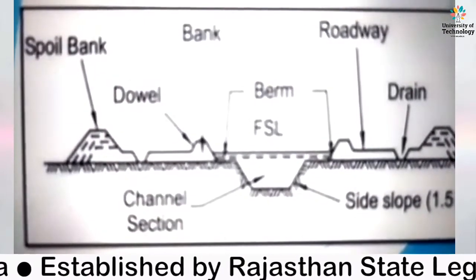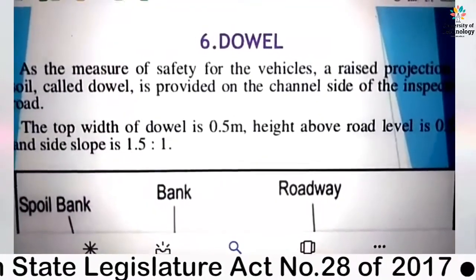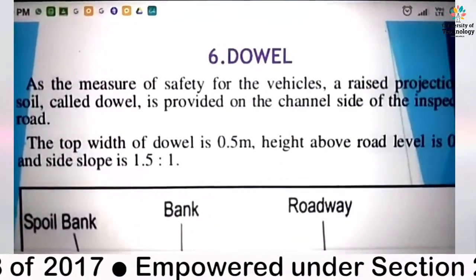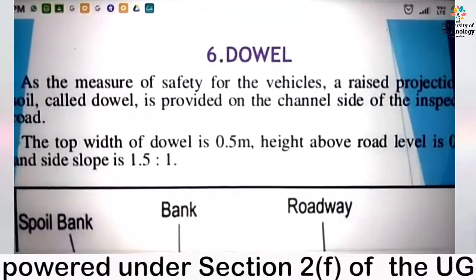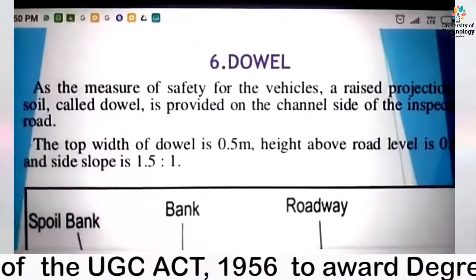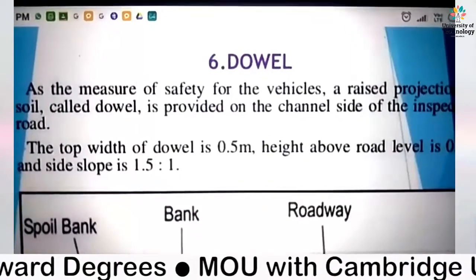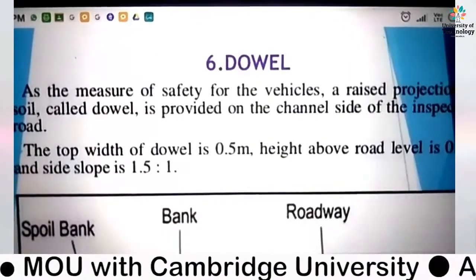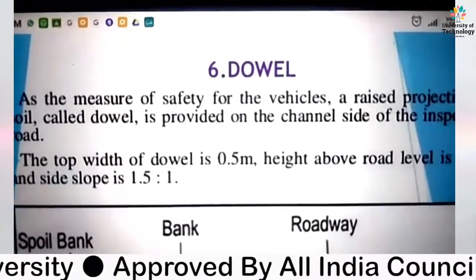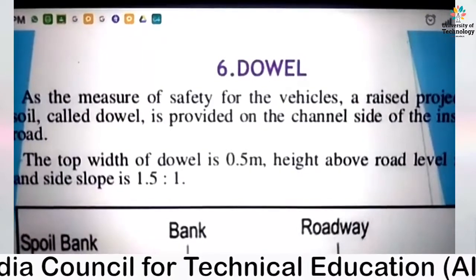And dowel, as a measure of safety for the vehicle, is a raised projection of soil. It is provided on the channel side of the inspection road, and the top width of the dowel is 0.5 meter. Height above the road level is also 0.5 meter, and the side slope should be provided in the ratio of 1.5:1.